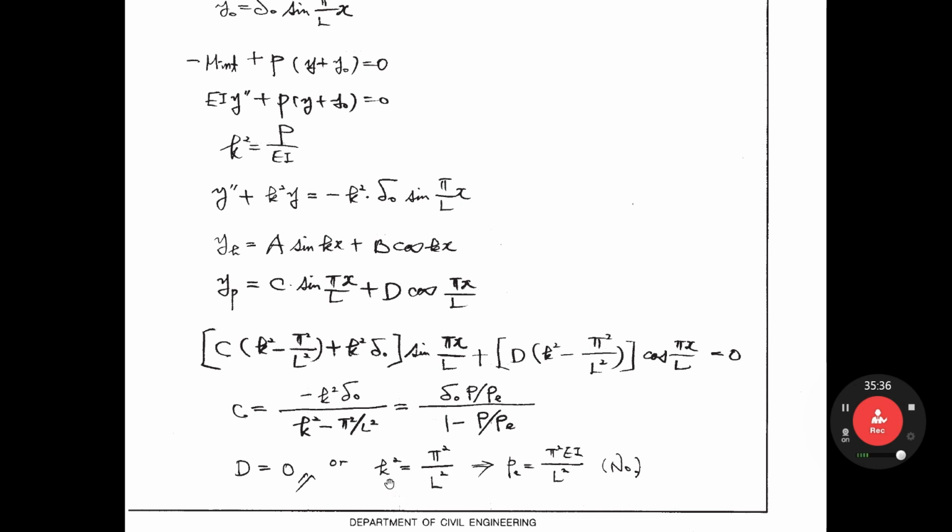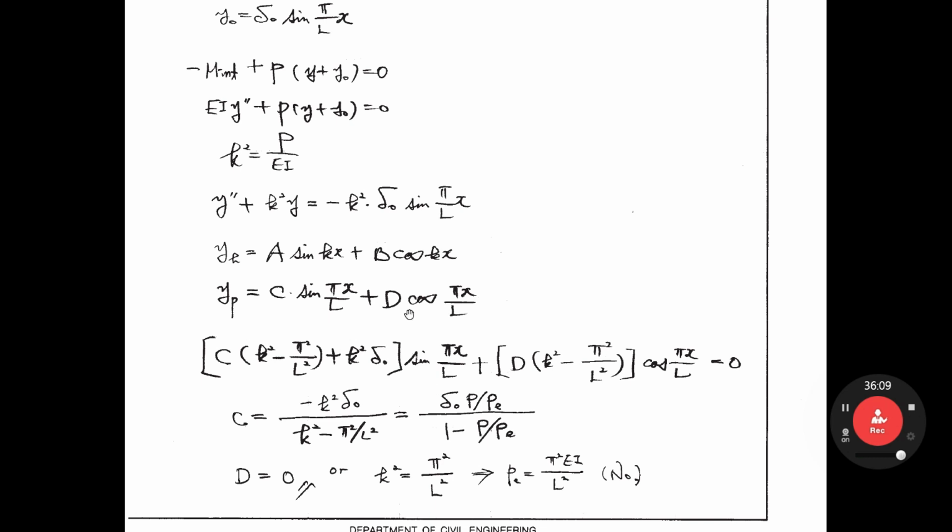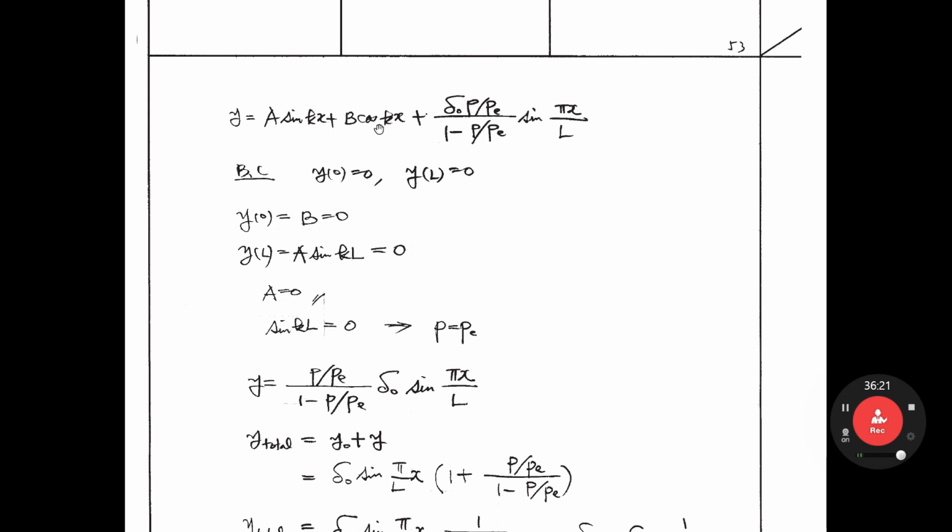So from this equation you get the Euler buckling load PE. Euler buckling load is for bifurcation analysis. Our problem is low deflection analysis, so this is not an appropriate solution. That means D equals 0, right? So finally you can get D equals 0. You have the C value, this value. So this is the homogeneous solution, this C sine pi x over L. Yeah, this is the general solution.